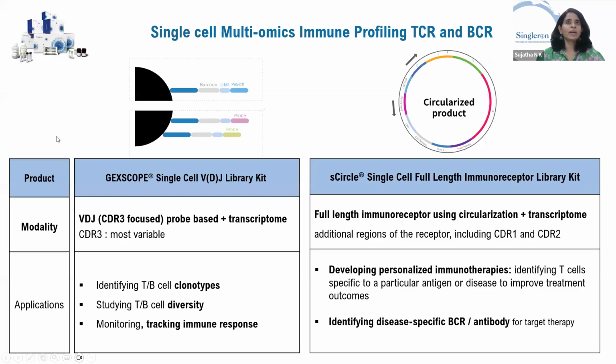And so just to put the two kits side by side, what we offer with the JEXscope VDJ kit and the immunoreceptor full-length kit, the applications can be slightly different. If you're interested in just clonotypes, understanding the diversity of the TCR, BCR, tracking immune responses, you use the VDJ kit. If you're more into personalizing your immunotherapy, so you need to identify these cells and then do some kind of cloning, for that reason you will need the entire sequence. Then we recommend you do the full-length kit.